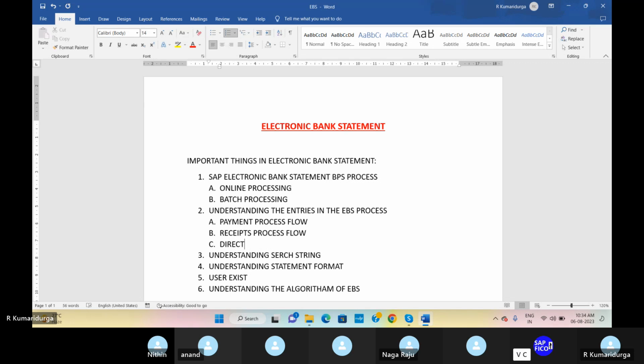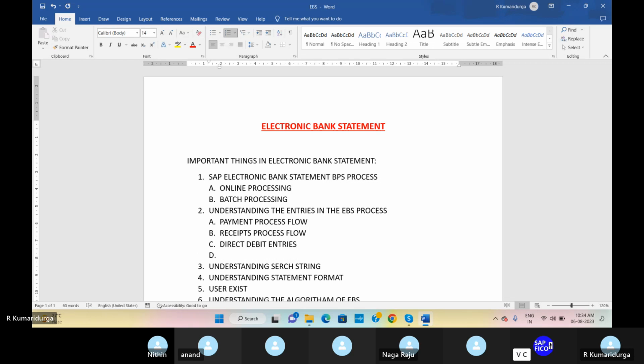These are the bank charges and so on. In our electronic bank statements, we will discuss direct debit entries, that is, bank charges. All these points are very, very important. From an interview point of view, they will ask you these questions, all of you.